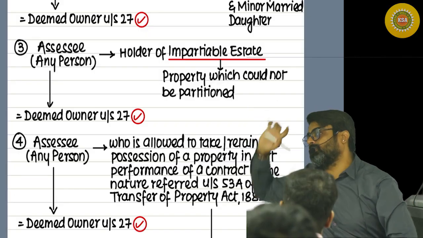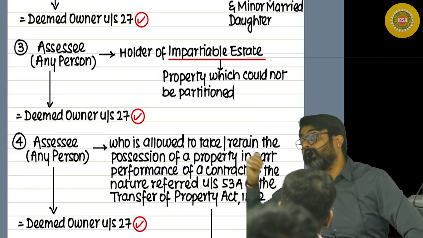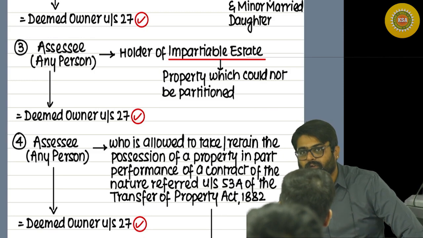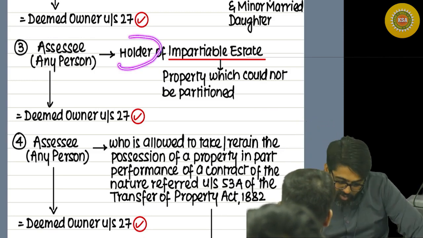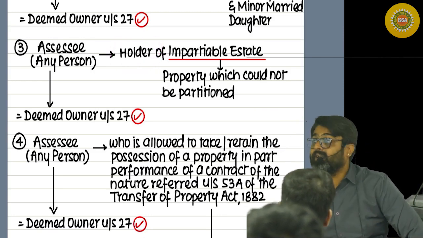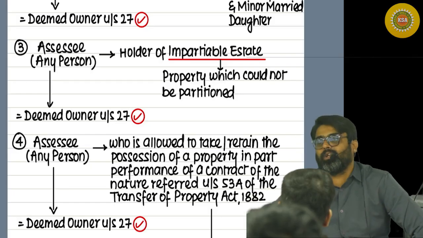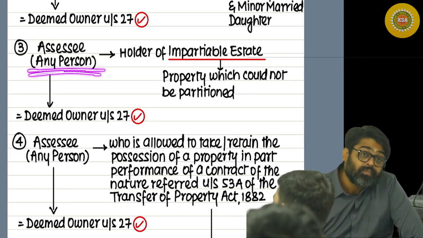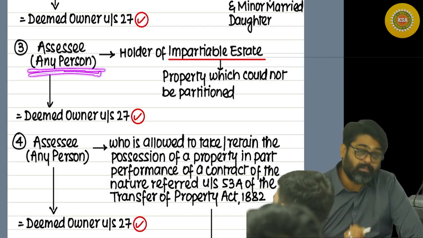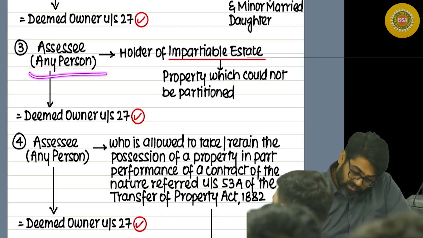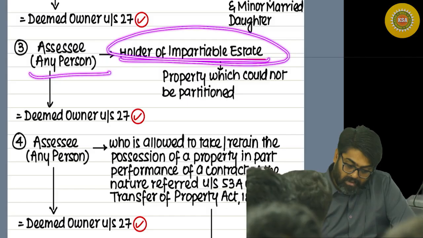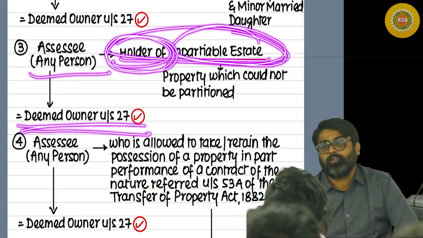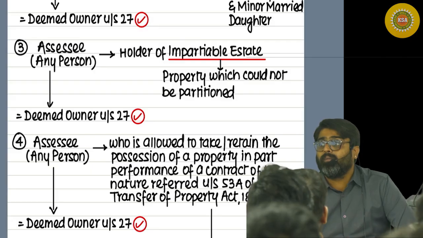What if this house was given on rent? What if this house is giving some income? There has to be someone who should pay tax on this income. So who should be held? The holder. The person taking the decisions with regard to this house. Yes or no? So even if he is not the legal owner, but for the purpose of section 27, this assessee who is the holder of this impartable estate for this property, this holder only will be treated as deemed owner, even if he is not the legal owner.